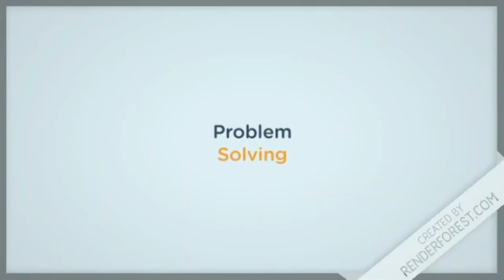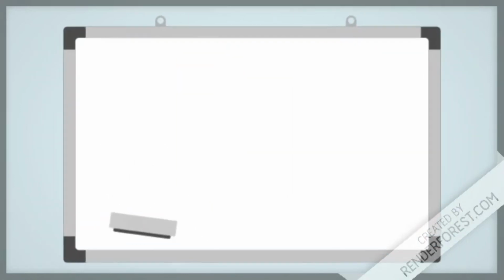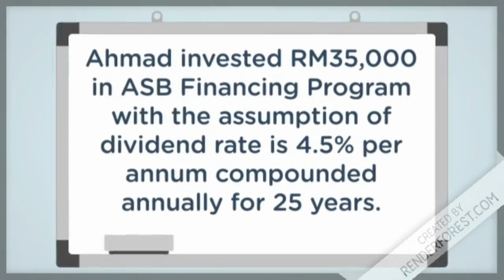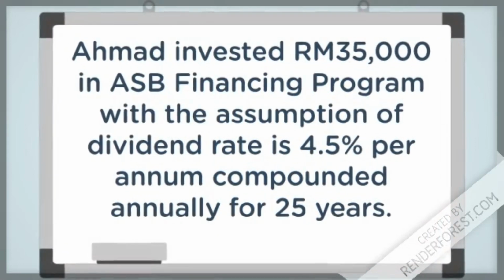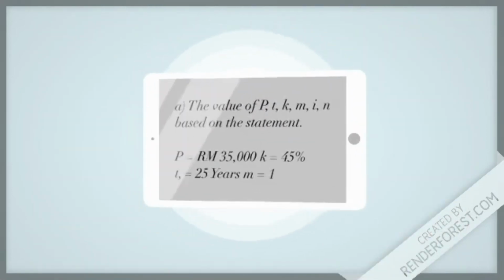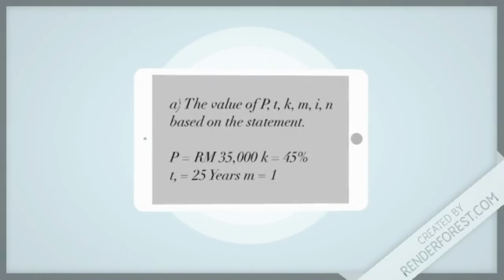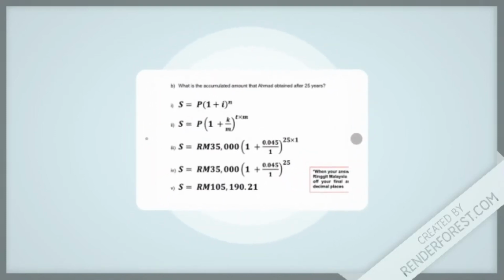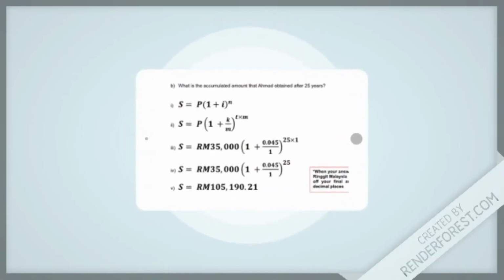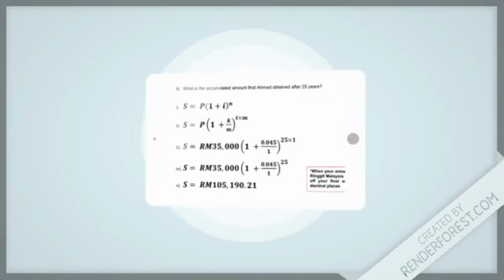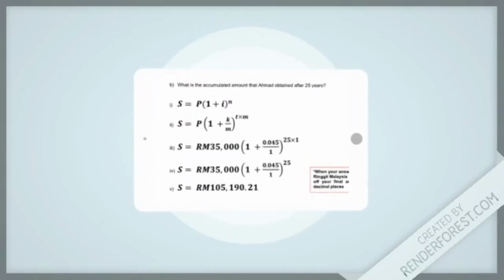Problem solving. For example, Ahmad invested RM35,000 in the ASB financing program with the assumption that the dividend rate is 4.5% per annum compounded annually for 35 years. So the value of P is RM35,000, T is 35 years, K is 4.5%, and M is 1. What is the accumulated amount that Ahmad obtained after 25 years? So S equal RM35,000 bracket 1 plus 0.045 per 1 bracket the power of 25 multiply 1. So the answer is RM105,190.21.